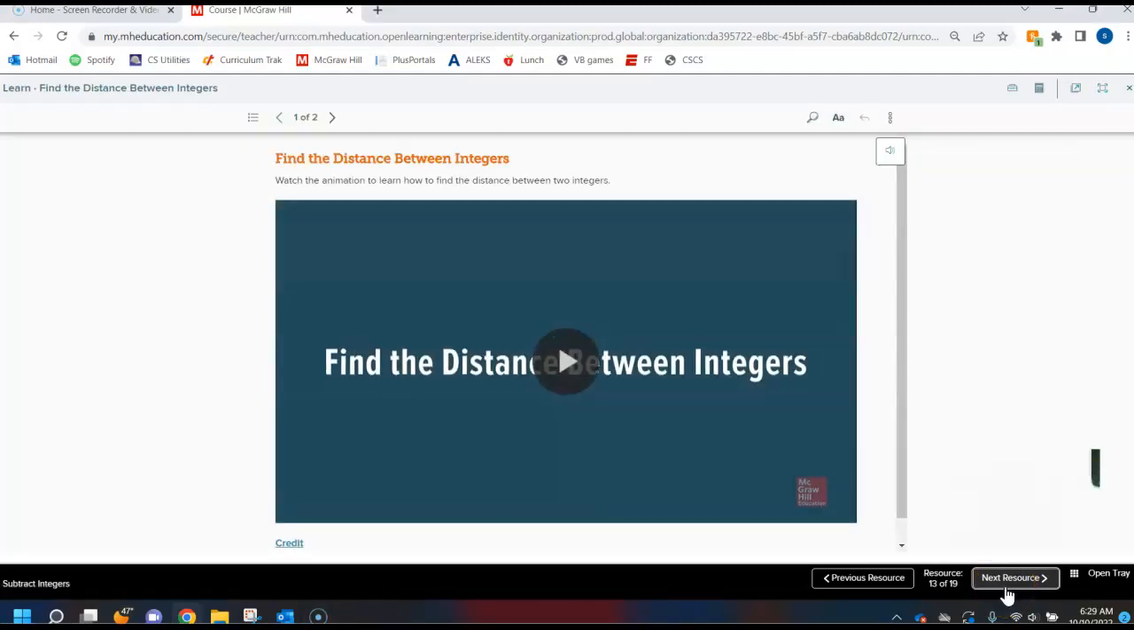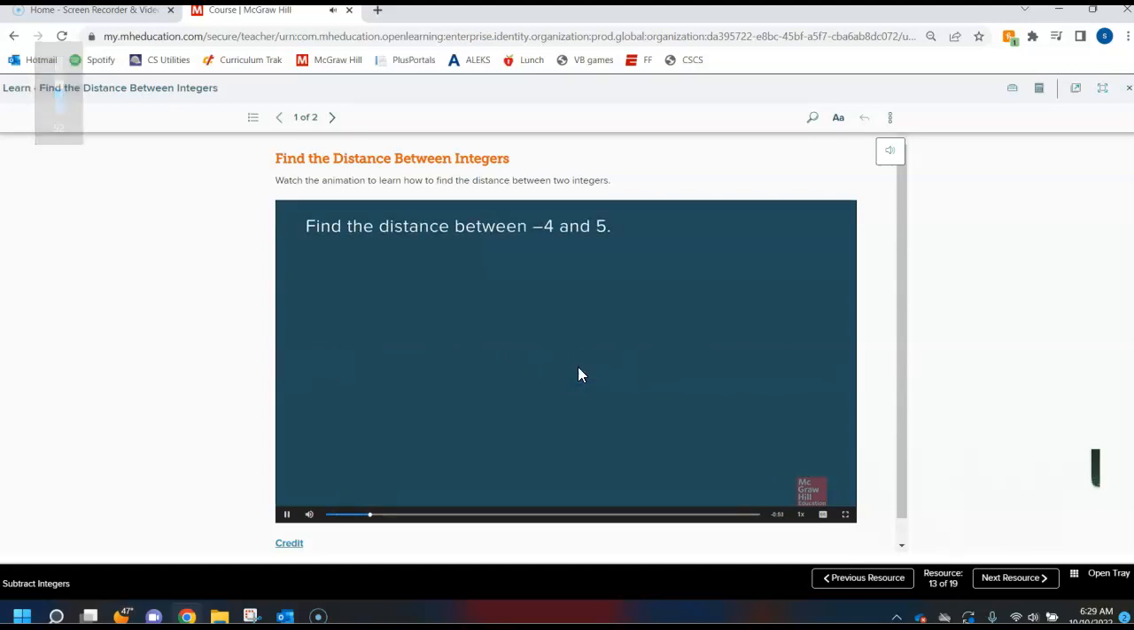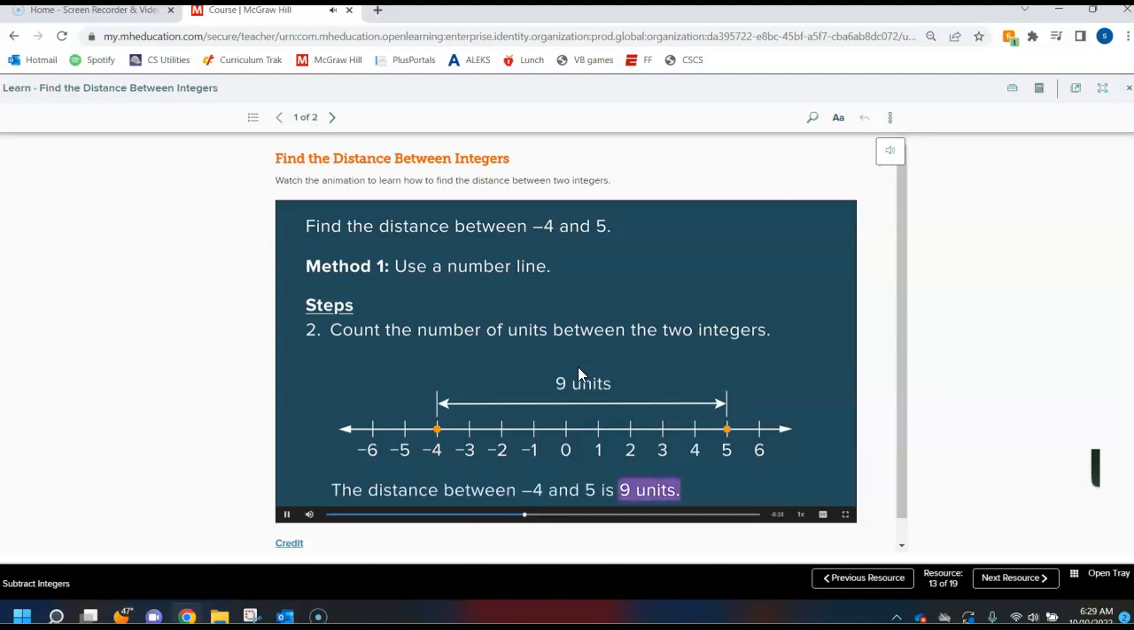Okay, so the next thing is finding the distance between integers. And here's a short video for you guys to watch. One way to find the distance between two integers is by using a number line. Start by plotting the two integers on the number line. Next, count the number of units between the integers. Counting the number of units shows that the distance between negative 4 and 5 is 9 units.